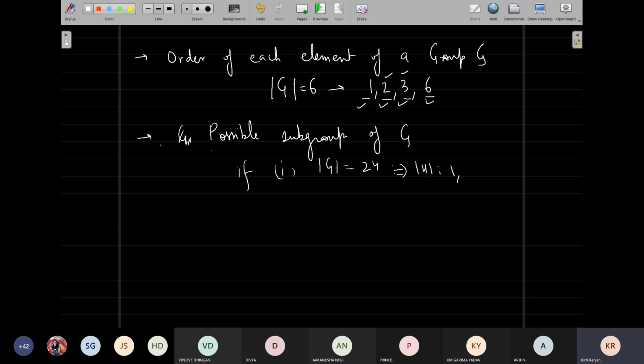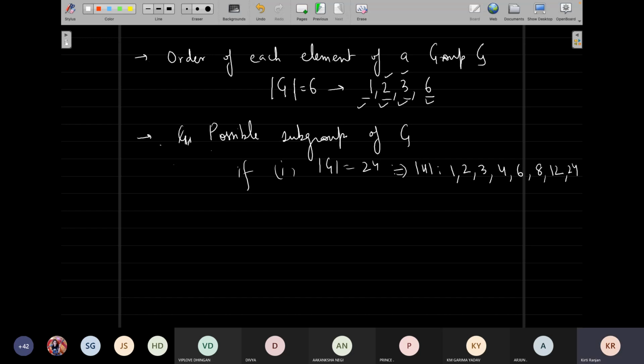1, yes. 2, yes. 3, yes. 4, yes. 6, 8, 12, and 24. So you see suddenly that you get this extra power. Earlier you were not clear how many subgroup orders are possible, but now you are clear the only possible subgroups can come which will completely divide my original one.